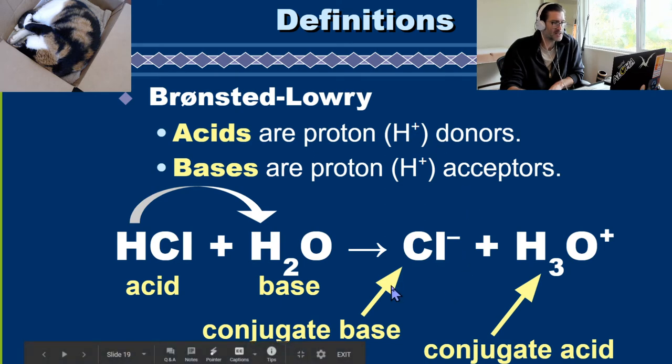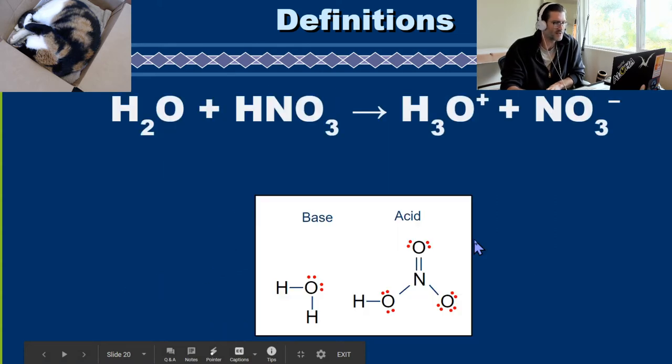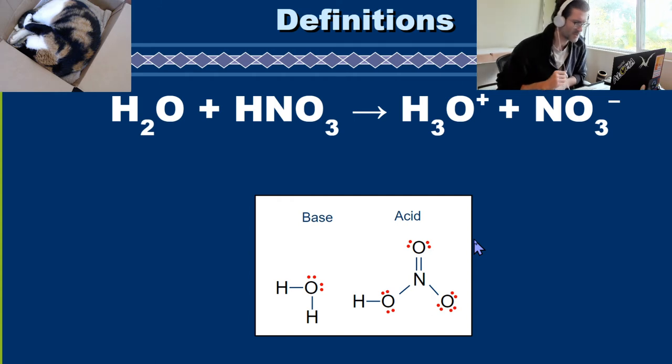We call it a base because, like we said, it can accept a proton, and this one we call an acid because it can donate a proton. And they occur in pairs like this. The conjugate acids and bases don't just exist on their own. Something has to happen.